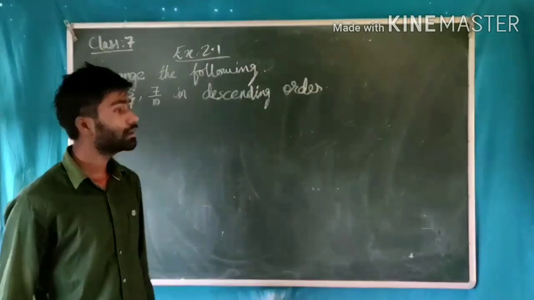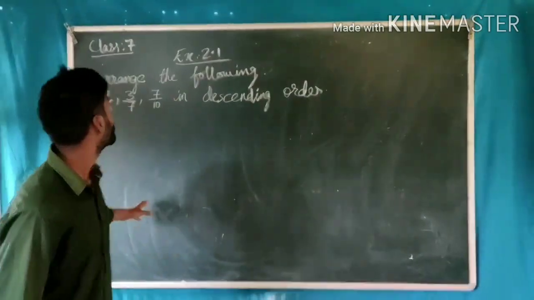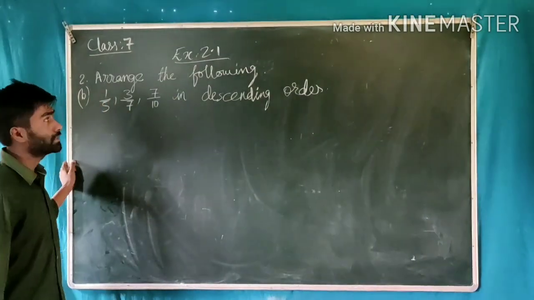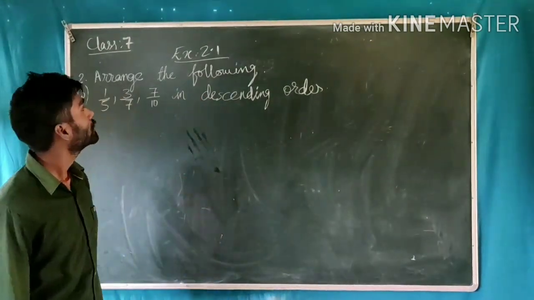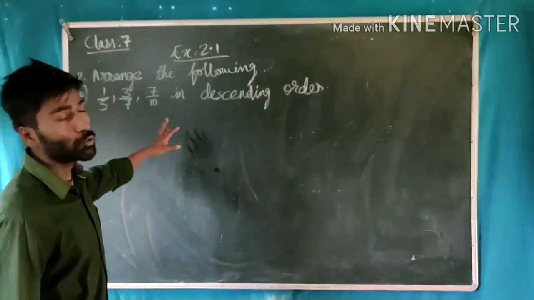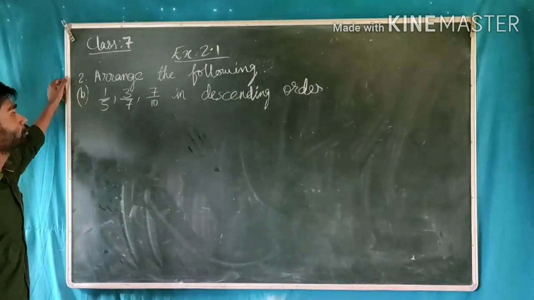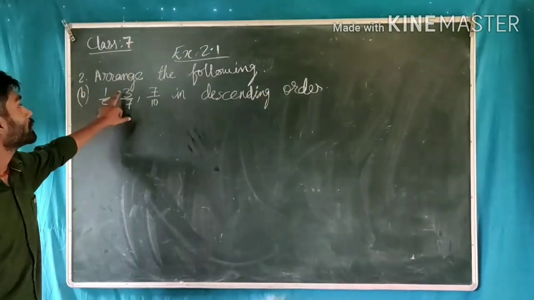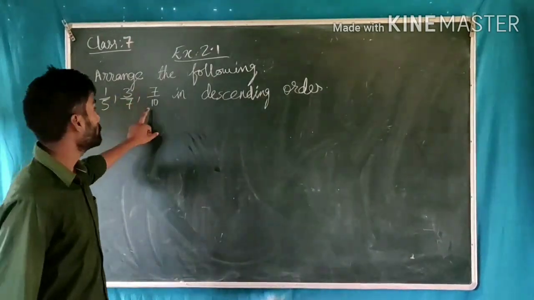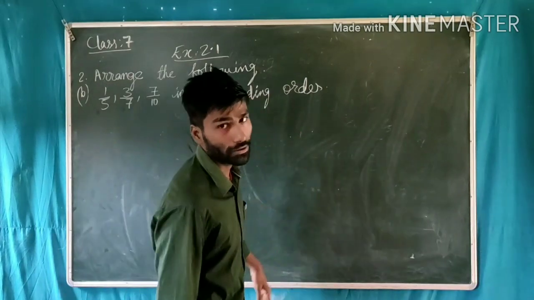Good morning, students. So I am here with class 7 maths, that is exercise lesson number 2, that is fractions. The first exercise, that is 2.1. Question number 2, arrange the following: 1 by 5, 3 by 7, 7 by 10 in descending order.